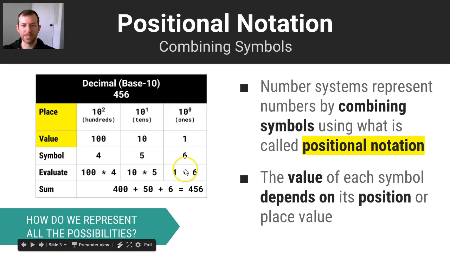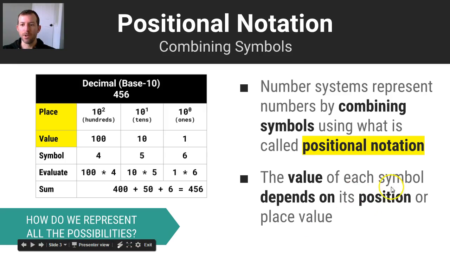So 1 times 6 becomes 6. The 5 is in the tens place, which gets its value by 10 raised to the 1. When you multiply that out, it's 5 times 10, which gives you 50. And then in the hundreds place, you actually have a symbol of 4 being multiplied by 10 to the 2, or 100. When you multiply 4 by 100, you get 400. When you add all these up, you get 400 plus 50 plus 6 equals 456. So, number systems represent numbers by combining symbols and putting them in positions that mean something.